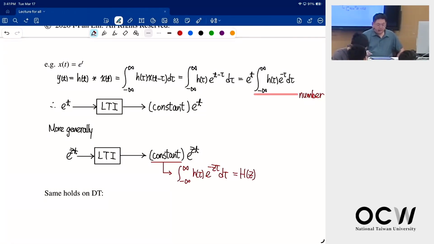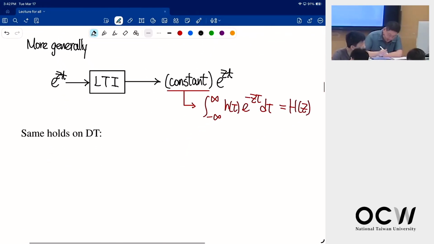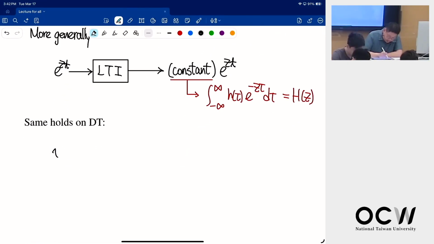Similarly, we can apply this to the discrete time case. For the discrete time case, my input is z to the n, and I send it to the LTI system.